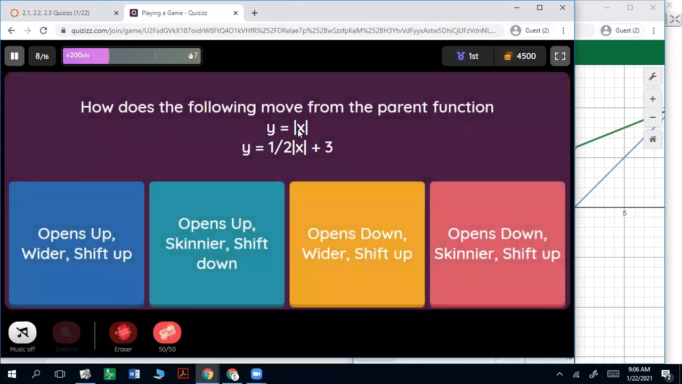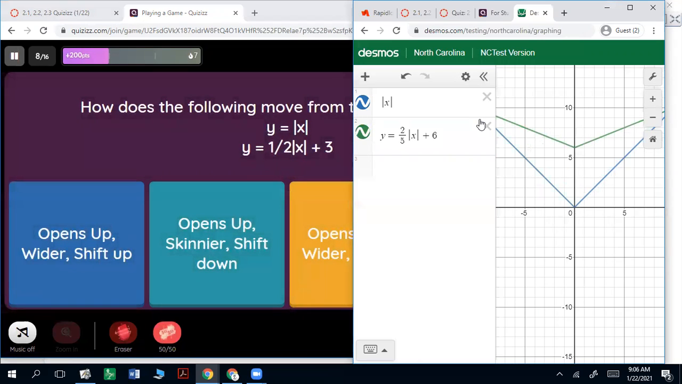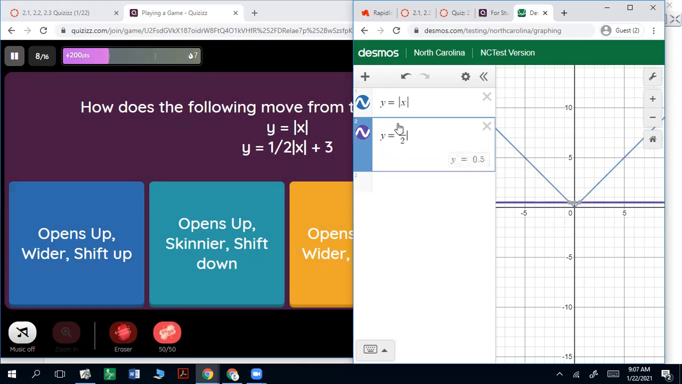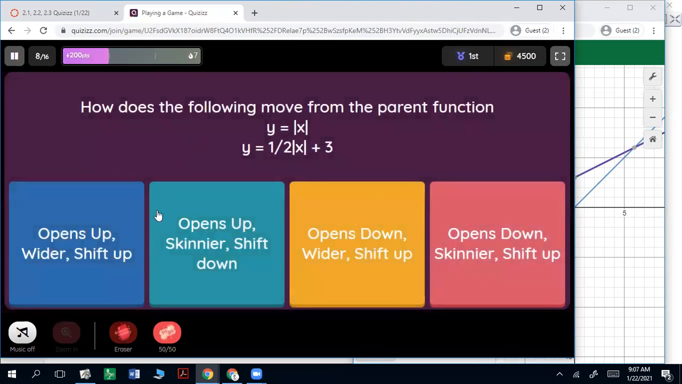All right, how does y equals absolute value of x move to form y equals 1/2 absolute value of x plus 3? Well, to me, it looks like it shifted up, but it also got wider, so that 1/2 is going to compress it. So it's wider and shifted up. Opens up, wider, shift up. Opens up, skinnier, shift down. Opens down, wider, shift up. Opens down, skinnier, shift up. So it's going to be the wider one.